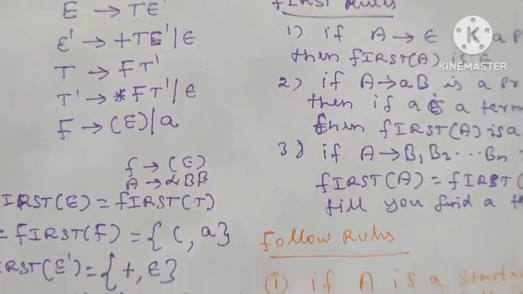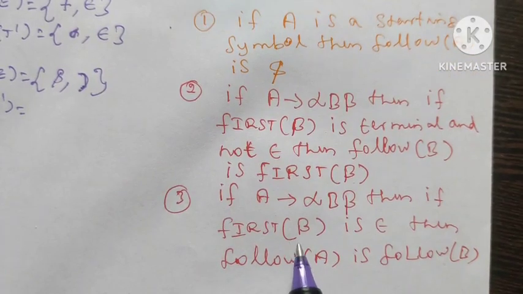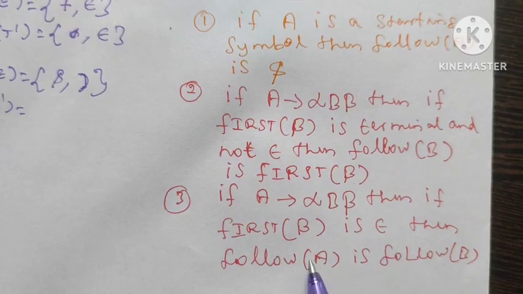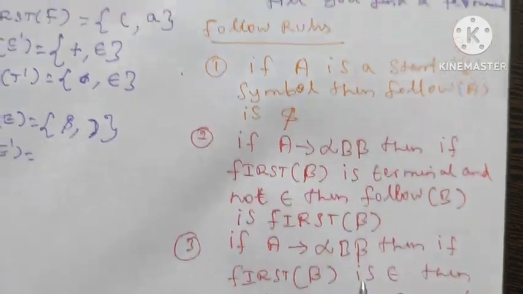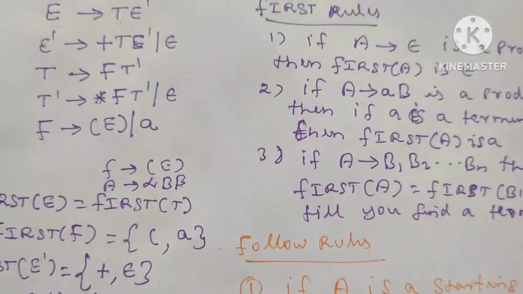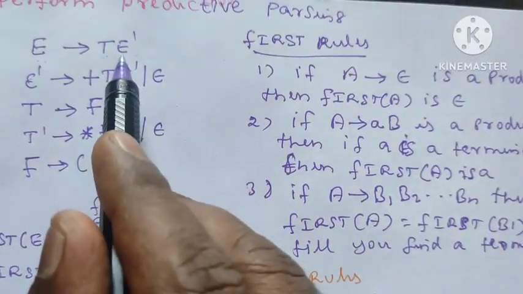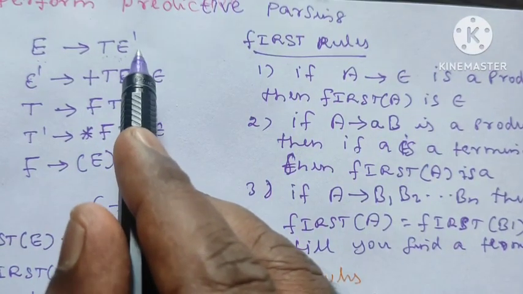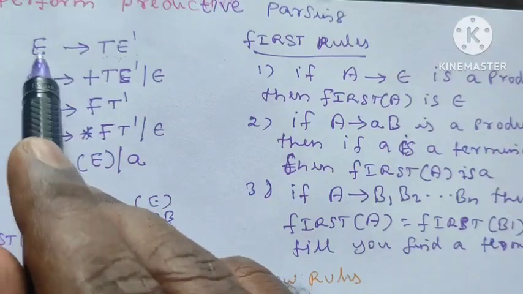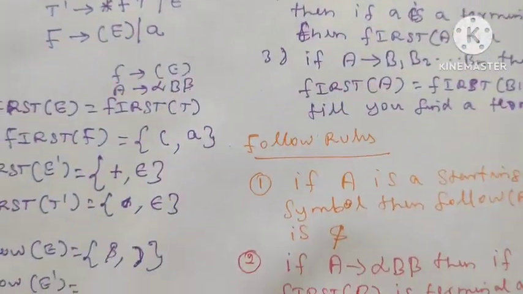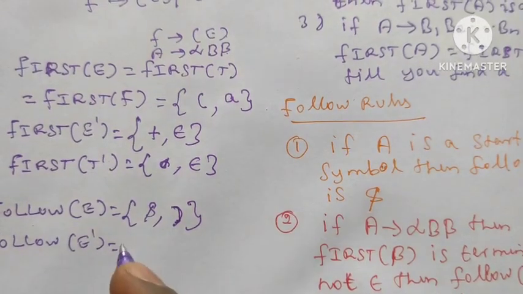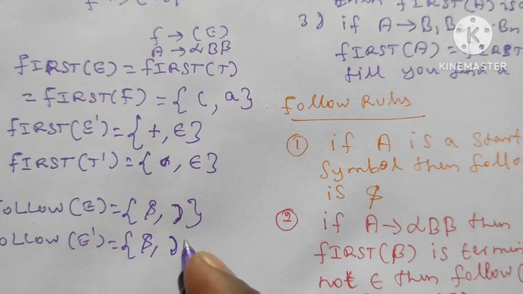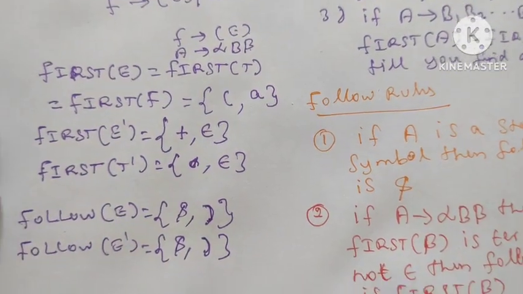So what does rule number 3 say? Rule number 3 says if first of beta is epsilon, if nothing is there, then follow for A is actually follow for B. Since beta is nothing here, and B is actually E dash, and beta is epsilon, that means follow for E is actually follow for E dash. That's what the rule says. So what is follow for E? Follow for E is dollar and close brackets. So I have found the value for E dash.